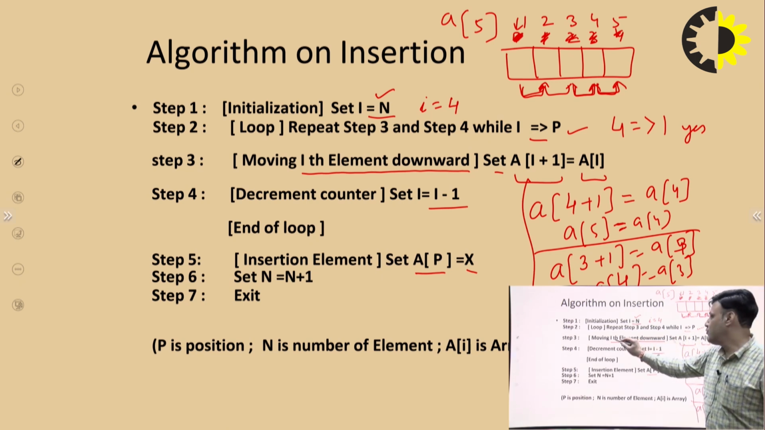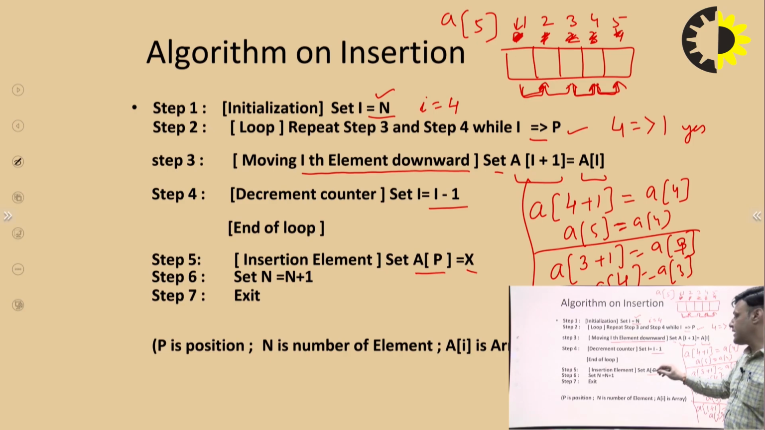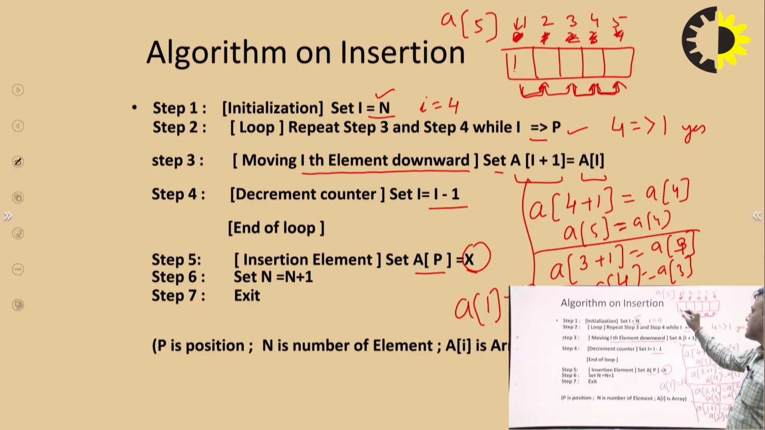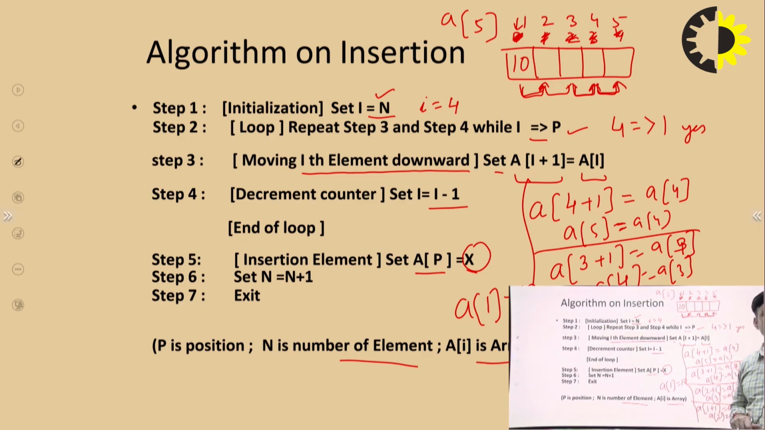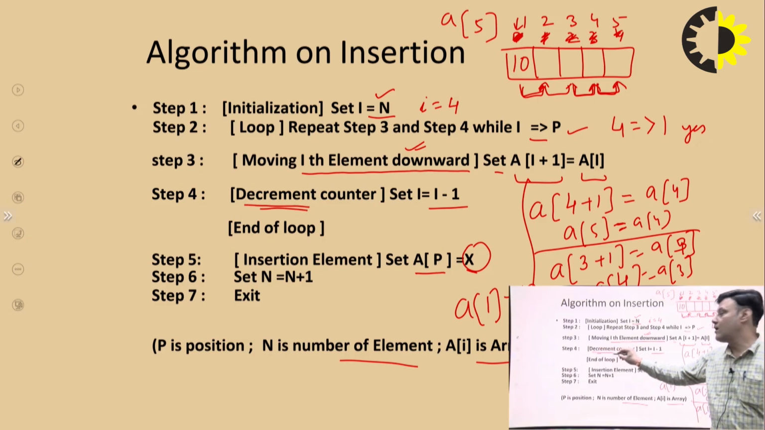So moving the ith element downward means that at last we will get the value here. Then A of 1, whatever element we are going to insert, will be inserted here. For example, A1 is equal to 10, then at last 10 will be inserted here. Right, students? So this is how the insertion takes place. P is the position, n is the number of elements, A is the array. So keep in mind, while doing insertion in an array, we move the ith element downward with the help of a decrement counter.